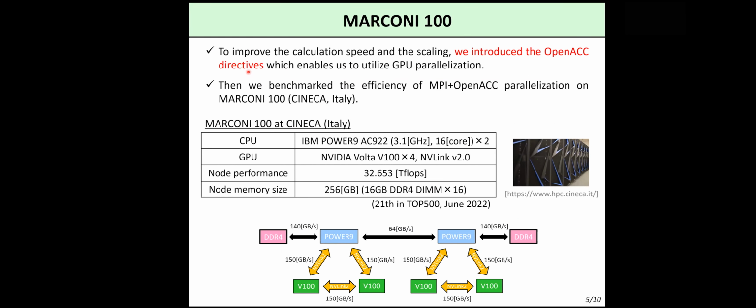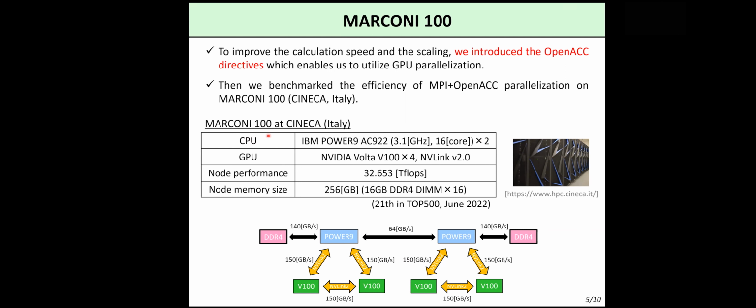Then we introduce the OpenACC directives, which is the main concern in this summit, with the aid of Japan, NVIDIA, and QST. And then we verified the efficiency of MPI plus OpenACC parallelization on Marconi 100, shown here, through the Japan-EU collaboration framework for fusion energy.